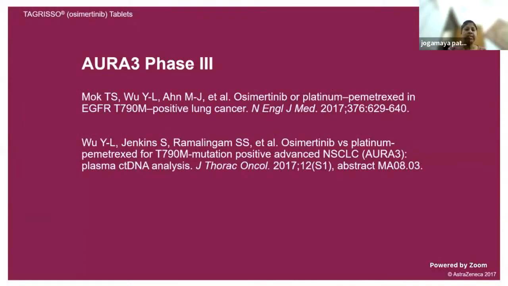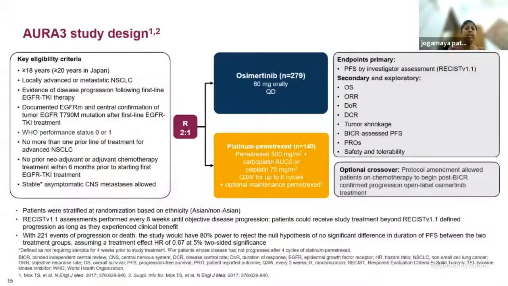AURA 3 is a phase 3 trial, and the eligibility criteria were: age more than 18 years, locally advanced or metastatic non-small cell lung cancer, evidence of disease progression following first line EGFR TKI, documented EGFR mutation and documented EGFR T790M mutation positive, a good performance status of 0 to 1, no more than one prior line of therapy, no prior neoadjuvant or adjuvant chemotherapy within 6 months, and stable asymptomatic CNS metastasis were allowed.